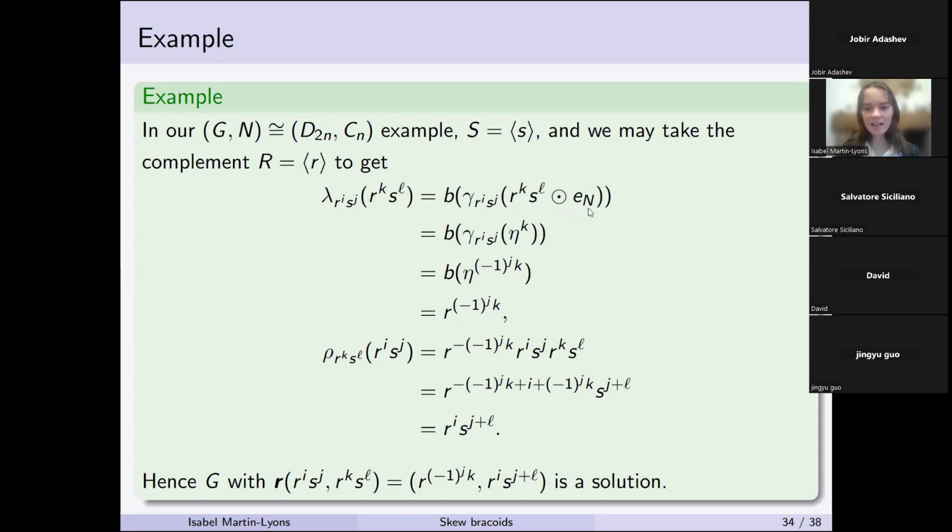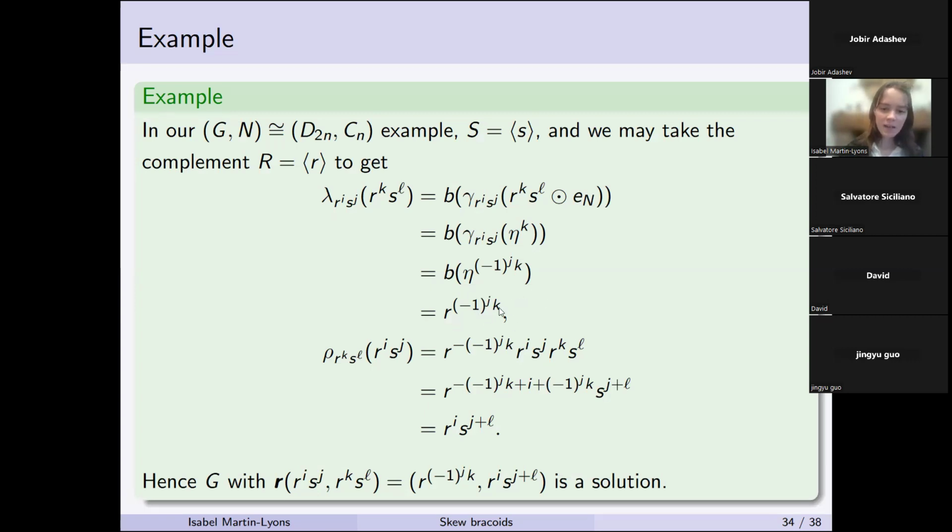R to the k, S to the L acting on the identity is just eta to the k. The power of S would invert the sign, and we just add on the power of R. Then we apply the gamma function. So remember, the power of R has no effect, and the power of S inverts. So this is B of eta to the -1 to the j k. And then we apply B, so which element of our subgroup generated by R can we act by to get this power of eta? Well, it's simply R to the -1 to the jk.